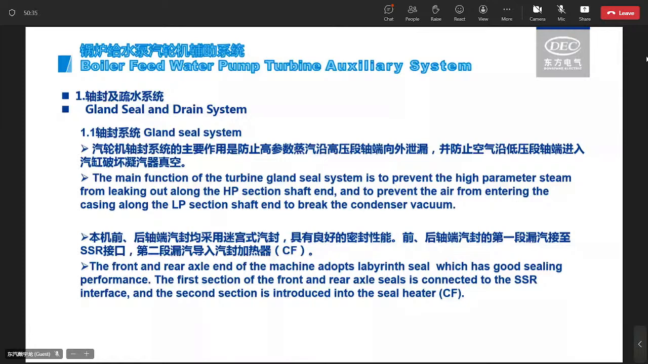So you mean it is a gland steam condenser? It is the gland seal heater, the one the main steam turbine discussed. Okay, understood. Yes, good.